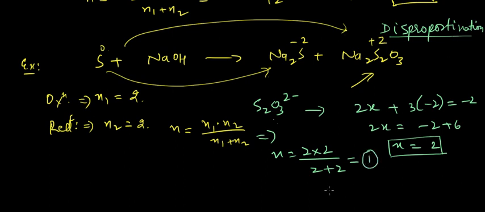With this we come to the end of this lecture. In the next lecture we'll be seeing some more examples on calculating the n factor in the case of disproportionation reactions.